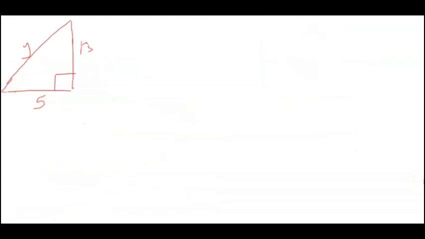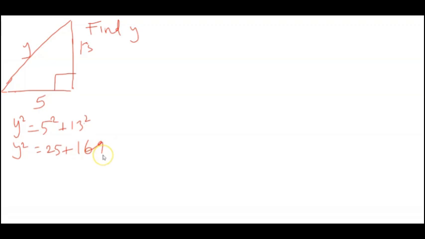Alright, so let's take another example. Here we have this right angle triangle, with the hypotenuse being y, and the other two sides being 5 and 13. I'm supposed to find y. Since this is a right angle triangle, we apply the Pythagoras theorem. So from Pythagoras, we can say that y squared is equal to 5 squared plus 13 squared. So y squared is equal to 5 squared, which is 25, plus 13 squared, which is 169.